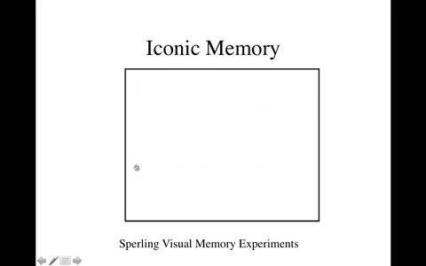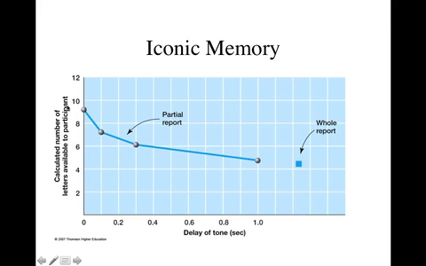Well, how long? How long does that happen? If you look at the decay function here, as the tone is delayed from presentation until you have to do the report, until you're given a tone and told which line to report, it very rapidly declines. By the time you're out to 1 second, performance is similar to the whole report, which means you no longer have the whole grid available to you. So it's thought that this form of memory, iconic memory, lasts anywhere up to about a second.